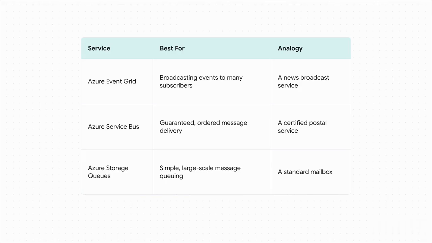But for those critical, can't-fail transactions where you need guaranteed in-order delivery, that's when you bring in Azure Service Bus. Think of it like certified mail. And for just simple, massive scale queuing, storage queues are like your standard mailbox. A really common mistake is to over-engineer, right? Using the power of Service Bus for a simple notification that Event Grid could handle way more efficiently. Choosing the right tool for the right job is absolutely crucial.